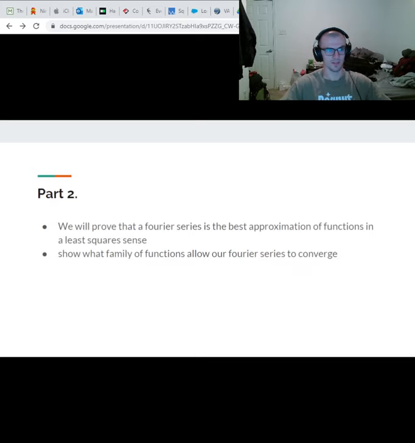And now we're on to part 2. We're going to be proving a single proof within the book. Hopefully I've broken it down into steps that are manageable. The first step we'll do is look at how a Fourier series is the best approximation for a function in a least squares sense, and then we will show what families of functions allow our Fourier series to converge.